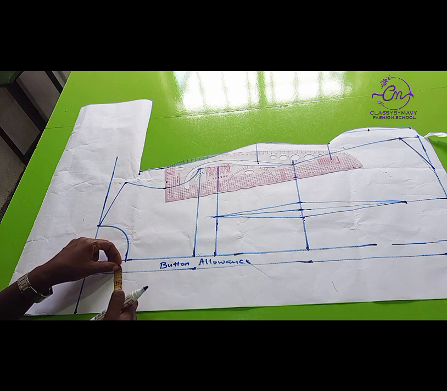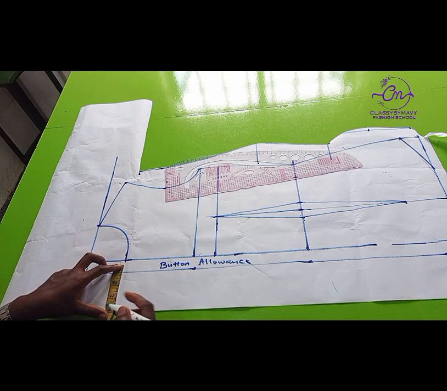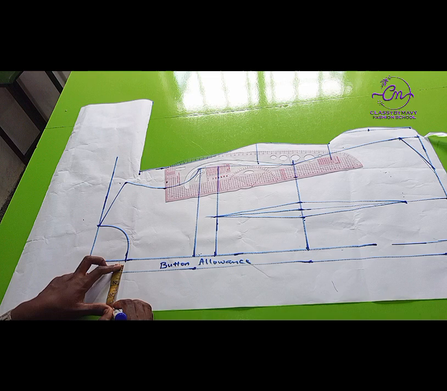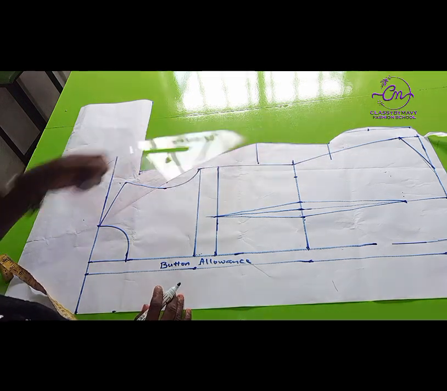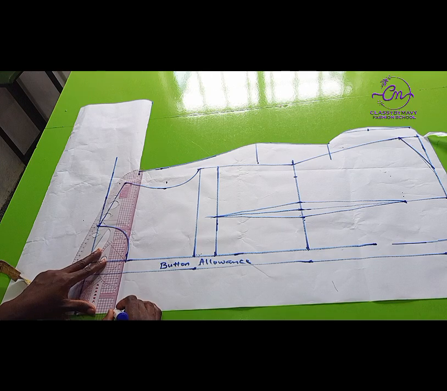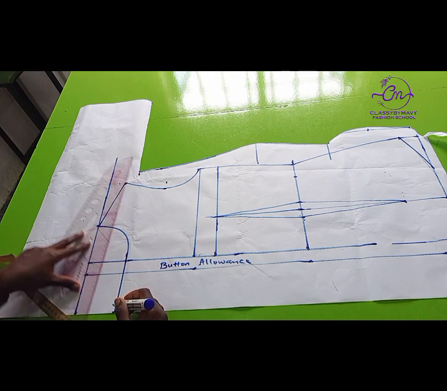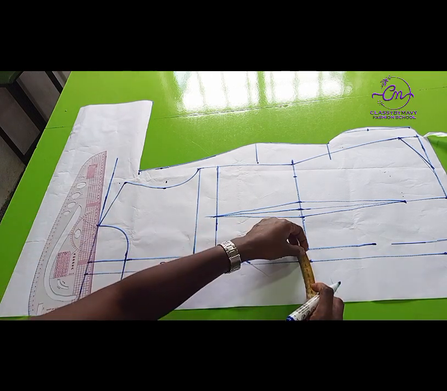Now we'll measure the overlap. I'm using 3 inches for the overlap since it is a double-breasted jacket. Okay, so from the button allowance, I measure 3 inches. Okay, now I'm ruling it out on the neckline area. Can you see? So this will serve as our overlap.